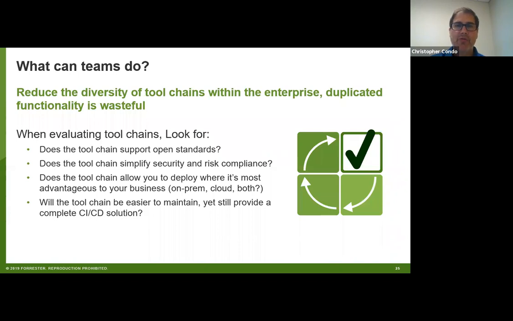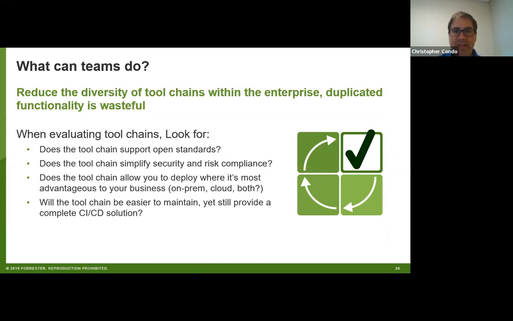And so they were trying to come up with a strategy that allowed some freedom, but at the same time created standards. So one of the things that they were looking for and that I recommend is, look for tools that have open standards. Look for tool chains that help simplify security and risk compliance. Look for tools that allow you to deploy where it's most advantageous to your business, whether it's the cloud or on-premise or both, or a private cloud.